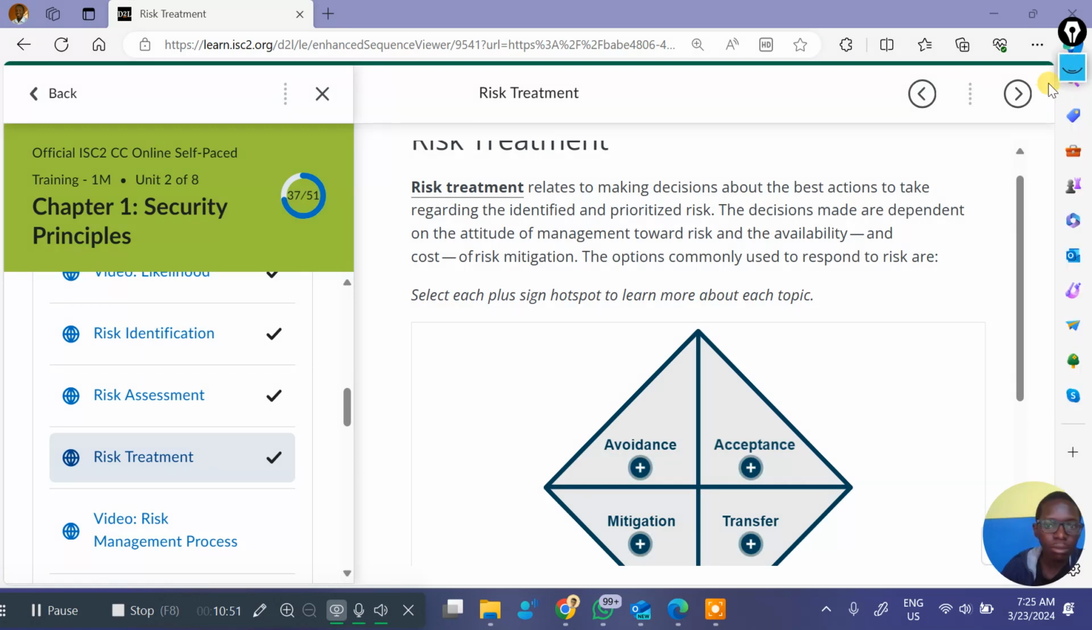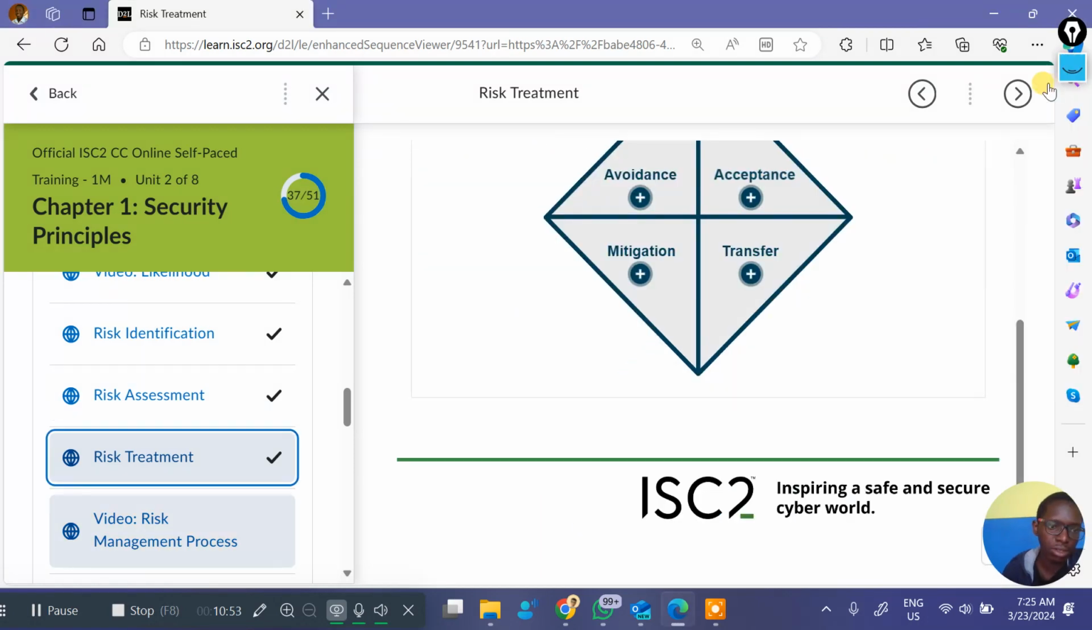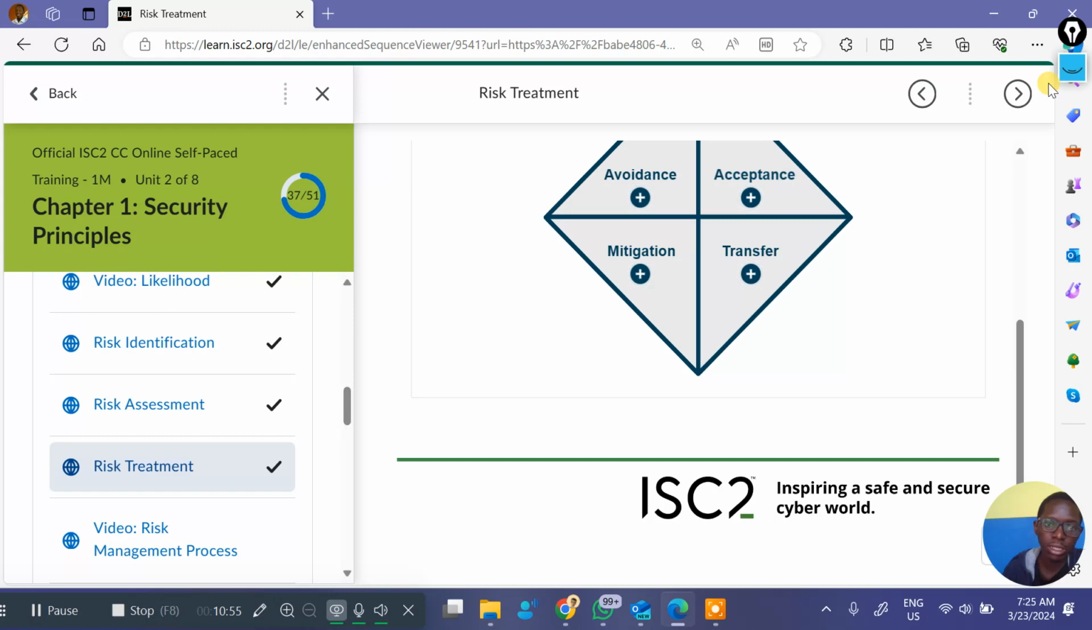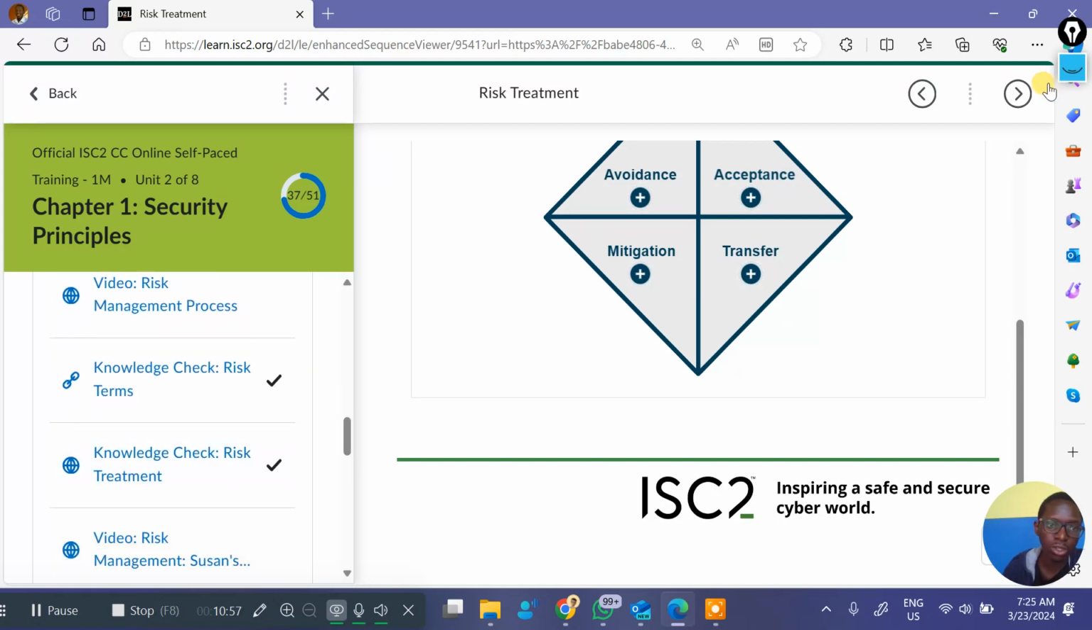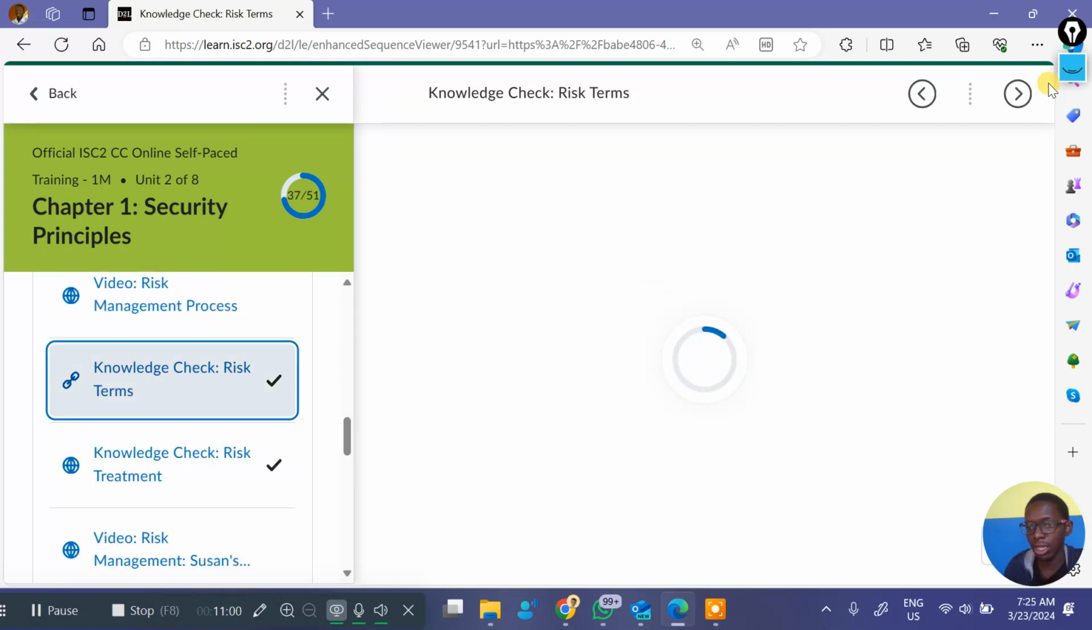Everything else is just going to be explained in the ISC2 material. So we have a knowledge check in there, and we're going to try to attempt the knowledge check.